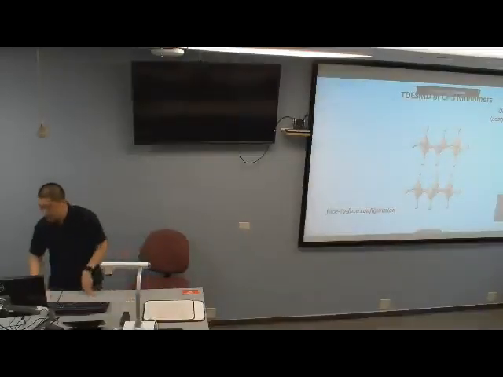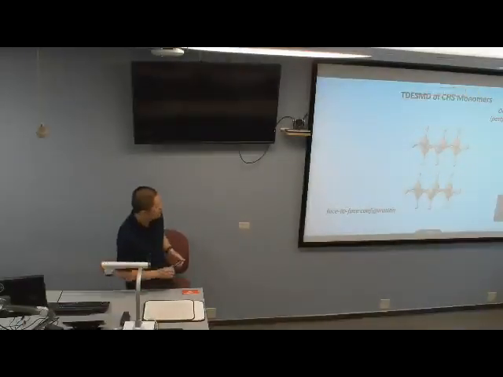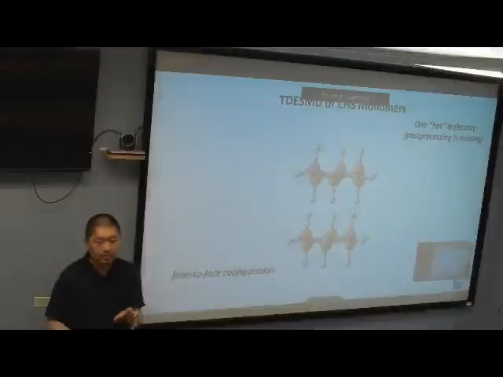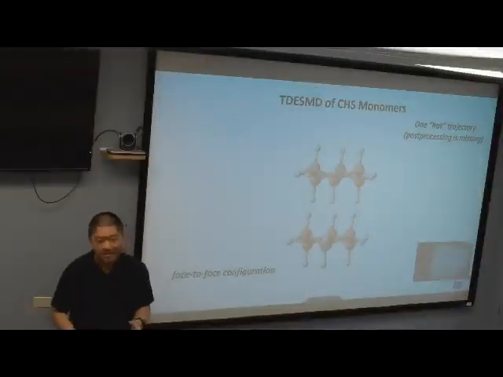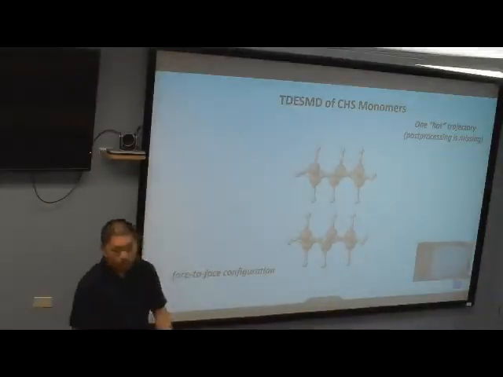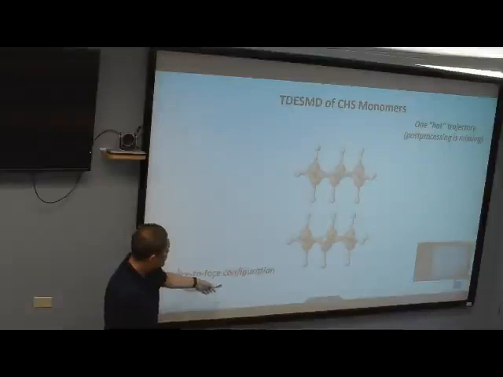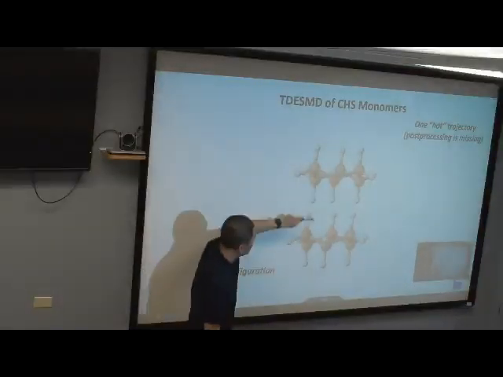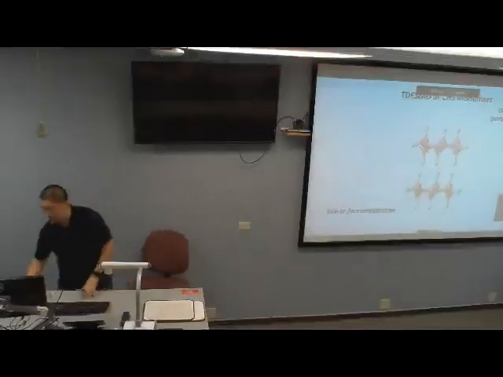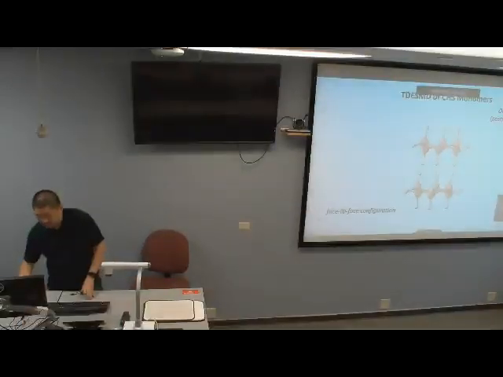So this is one example. For CHS, we want to model the photopolymerization, but for polymerization, you need hundreds or thousands of monomers. It's not possible. So instead, we just focus on 2 monomers. And this is for a face-to-face configuration. This is one CHS, this is another CHS molecule. So this is just one trajectory.